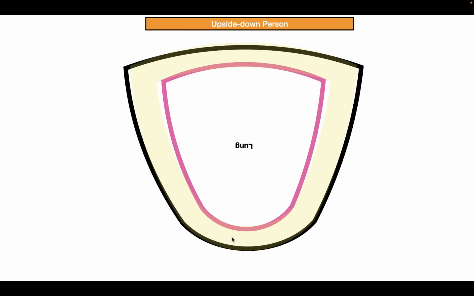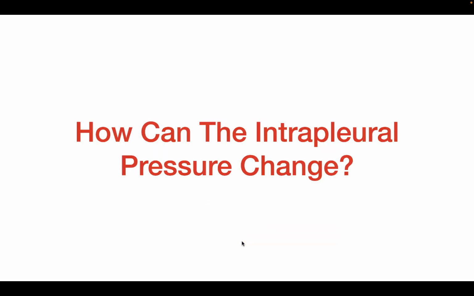If the person were upside down, the opposite would be true. In this case, the force of gravity would be acting at this point. Therefore, at the base of the lung here, you would have the lowest pressure, and at the apex here, you would have the highest pressure. So remember, the intrapleural pressure is going to depend upon whether the person is standing, laying down, or upside down. So how can the intrapleural pressure change?